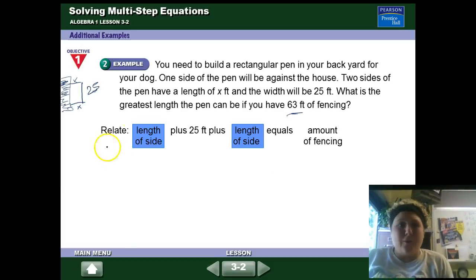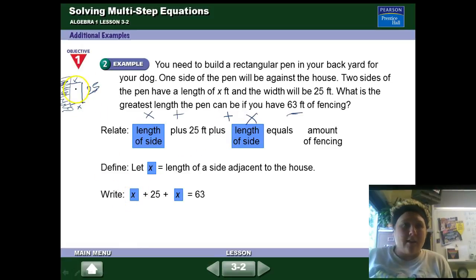Well, length of side, we don't know what that is, so this is going to be my x's. And I'm going to have 2 of them because I have 2 sides that I'm not sure what the length is going to be, so that I can maximize the amount of space for my dog. So you can see here we have x, which is this side of our fence, plus 25, which is this side, plus another x, which is this side. And like I said before, we don't need the side that's up against the garage. So this all has to equal my 63 feet of fence.